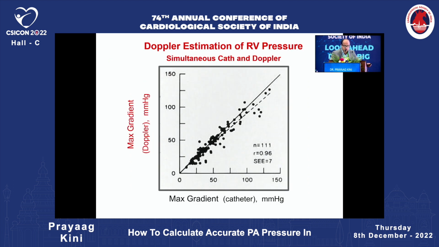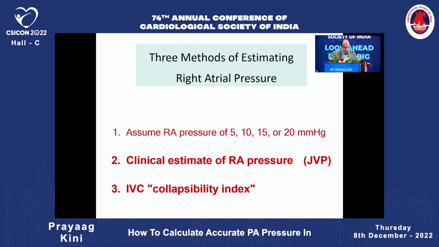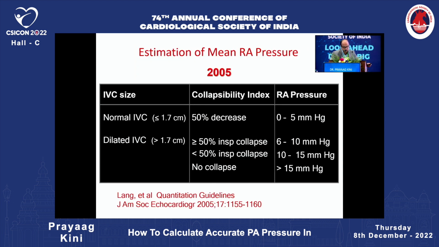And this has also been seen in terms of the intracath gradient. It correlates really well. Simultaneous cath and Doppler have shown that it is a very good measure to use. The IVC collapsibility index was mentioned: less than 1.7 and 50%.